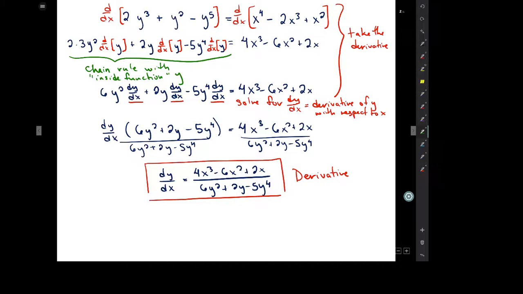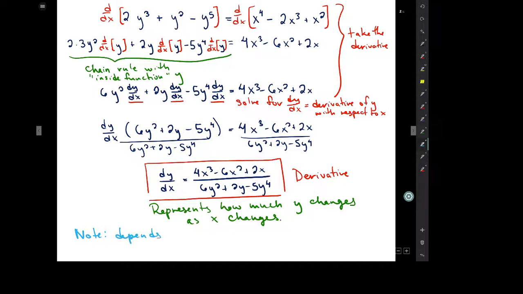And it represents how much y changes as x changes. That's what that dy and the dx means. It's the change in y over the change in x. One thing that you will note is that it depends on both x and y.